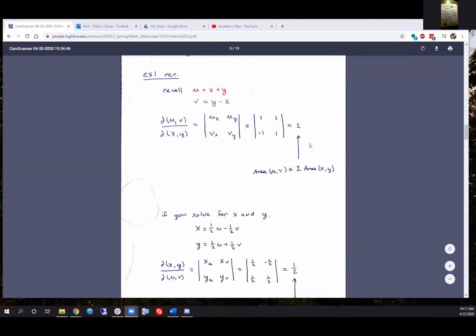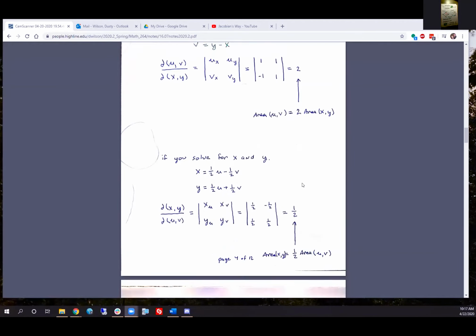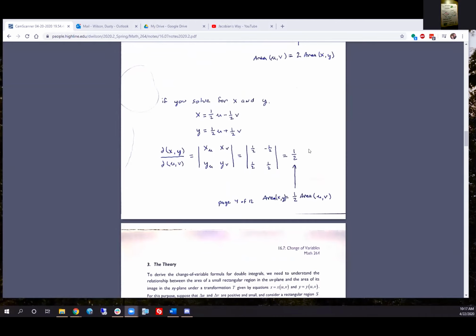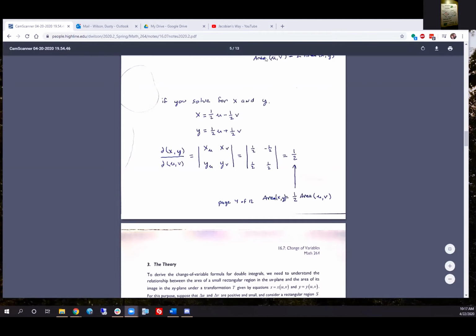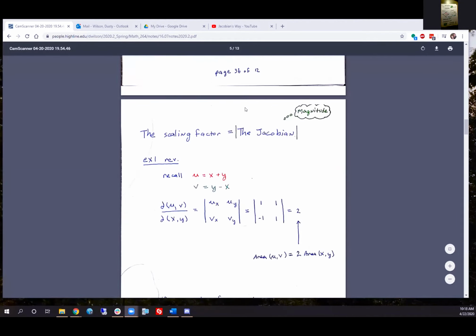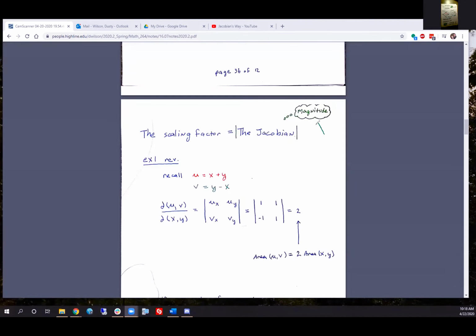Cool. So all of this explains, I hope, where the scaling factor of 1/2 comes from, with just one little detail to add. That is right at the very top. Notice I have the statement on magnitude. So this bit right here, this is the Jacobian. And what you're going to want is the absolute value of that Jacobian.